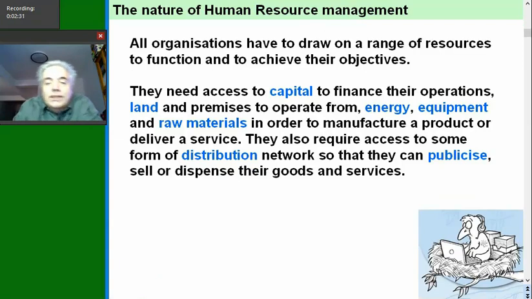All organizations have to draw on a range of resources to function and to achieve their objectives. They need to access capital to finance their operations, land and premises to operate from, energy, equipment, and raw materials in order to manufacture a product or deliver a service. They also require access to some form of distribution network so that they can publicize, sell, or dispense their goods and services. So all businesses need all those things to work. They need capital, and they need people to work on them. I put down some requirements that are very common for any kind of business.